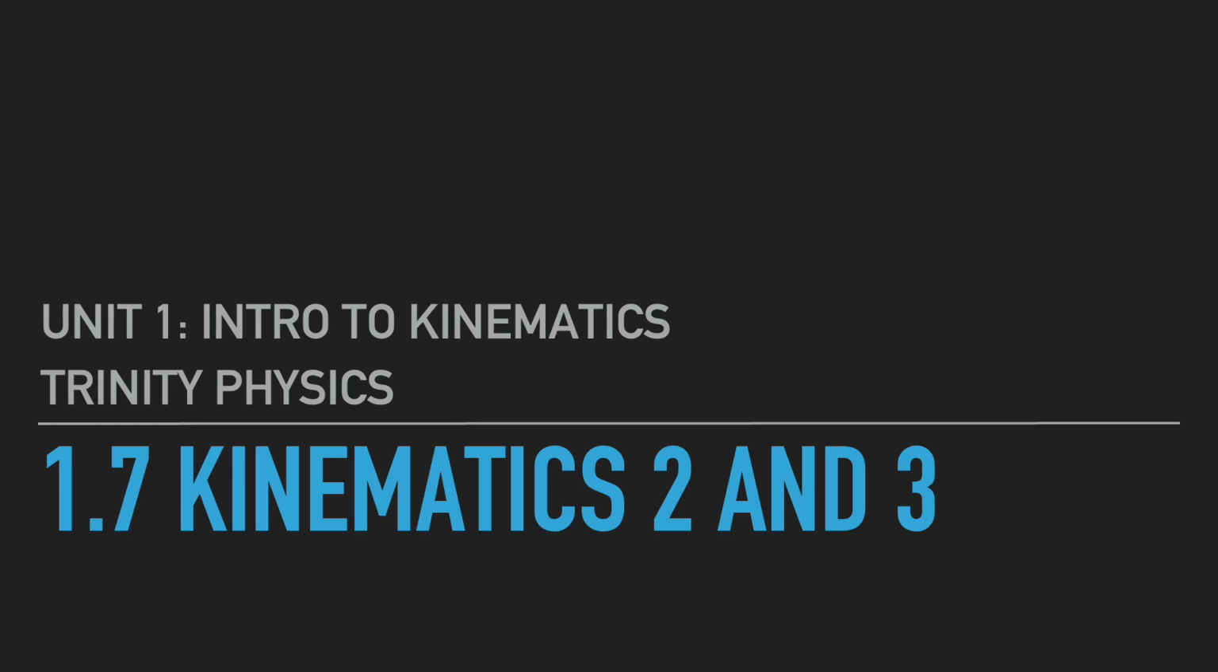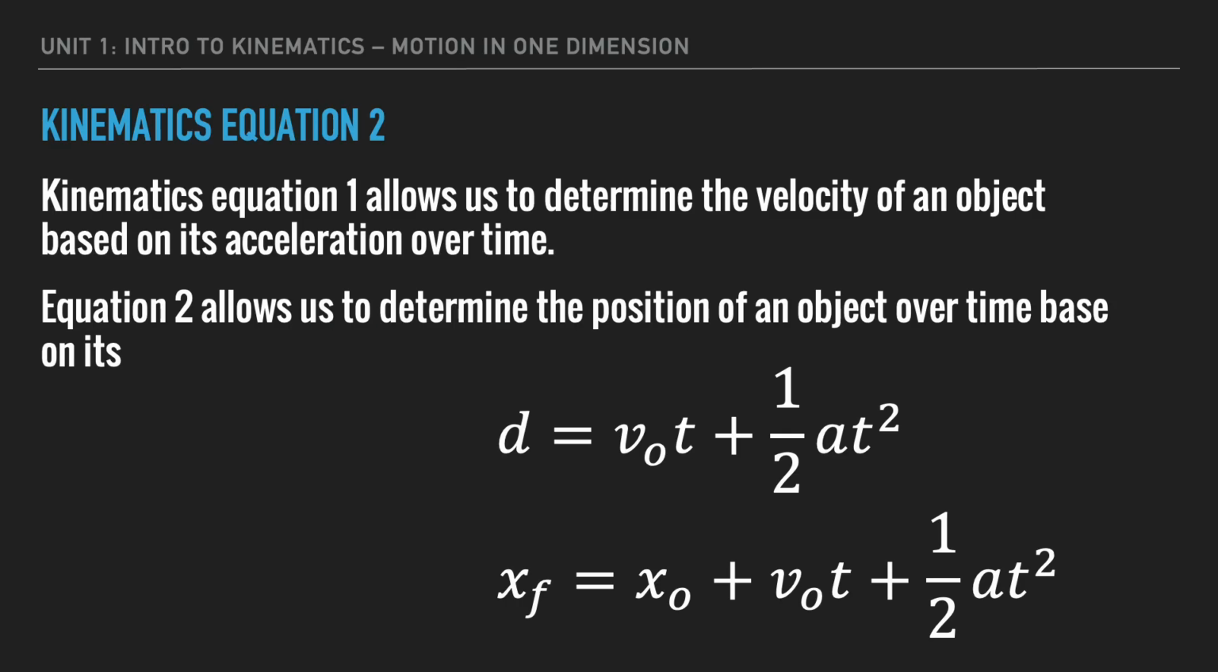So hopefully this all makes sense and I didn't make any crazy errors on this, but we're looking at kinematic equations 2 and 3. That'll be section 1.7 that we'll be looking at. So the first thing we look at is what kinematic equation 1 does. And I keep asking you guys, what does it do? Not to tell me what the equation is, but it does this. It allows us to determine the velocity of an object based on its acceleration over time.